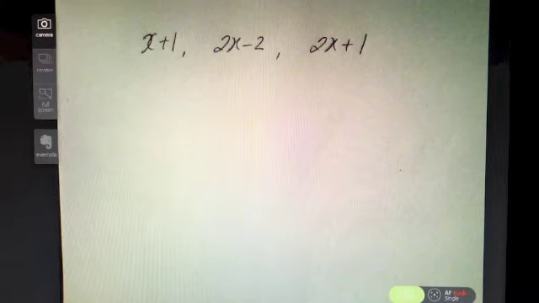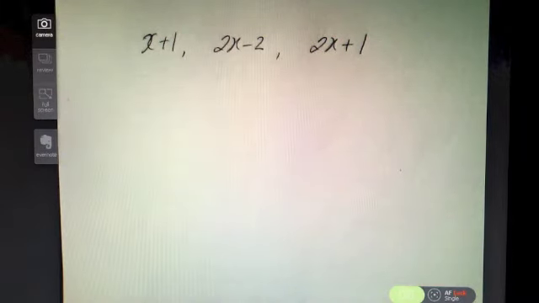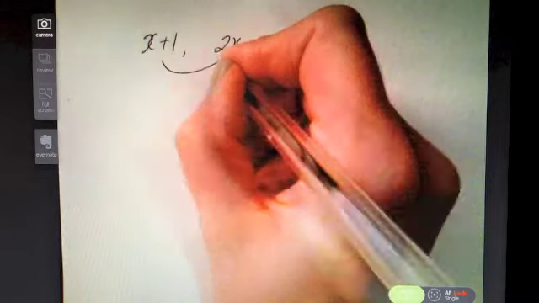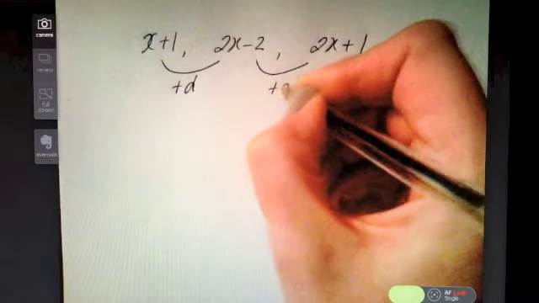Okay, so these are 3 terms in an arithmetic sequence. Find the value of x. Well, what can I work with here? The only piece of information they're really telling me is it's an arithmetic sequence. And right back at the start of this video, I explained what an arithmetic sequence was. An arithmetic sequence means that you're adding on the same common difference each time.